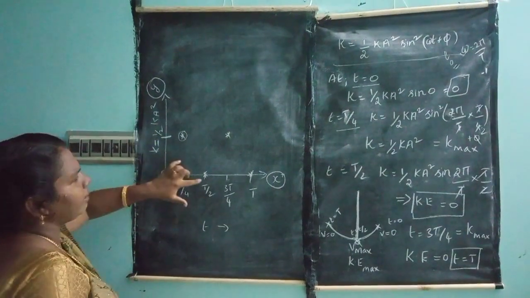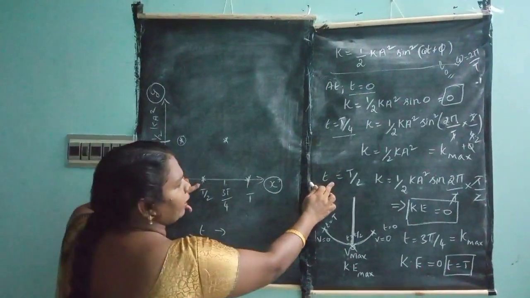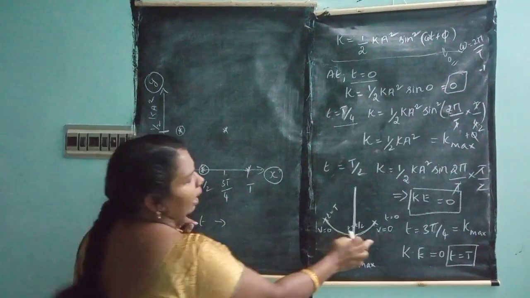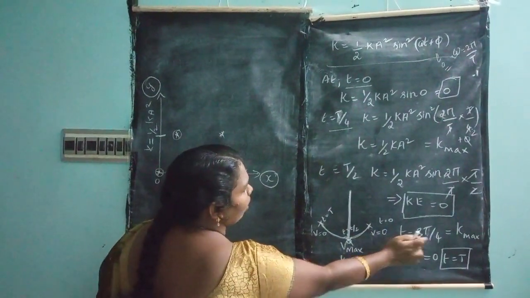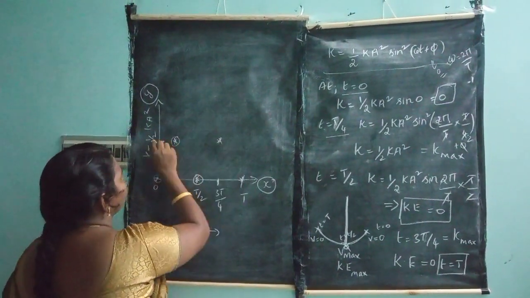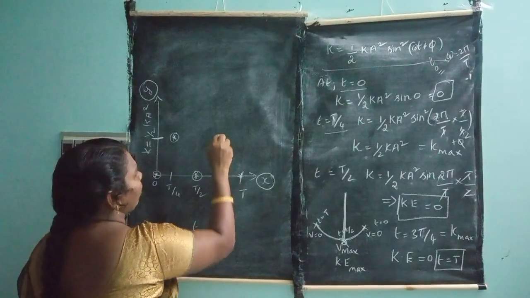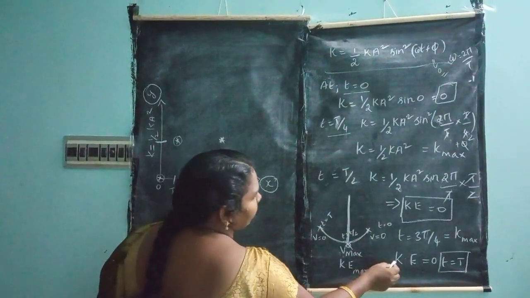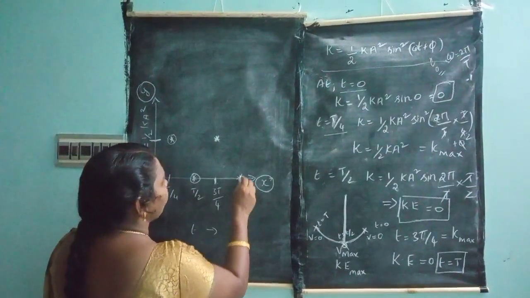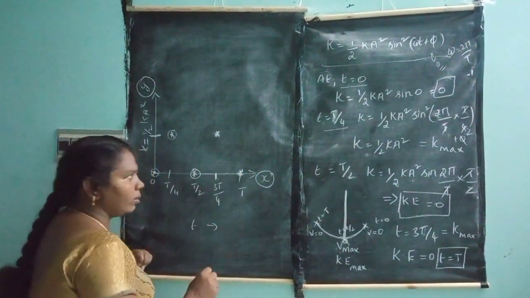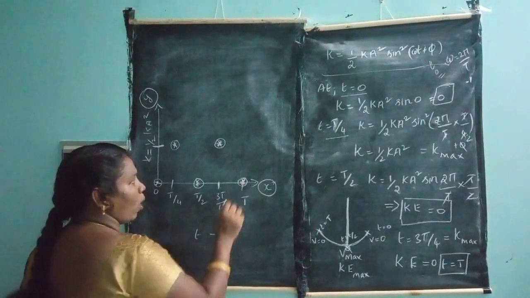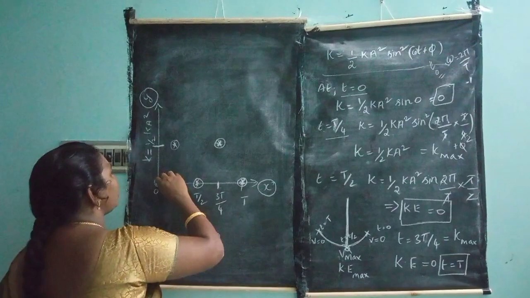Next, at time t equal to T by 2, the kinetic energy is 0, so I am plotting this point. Then at time t equal to 3T by 4, it is a maximum, so I am plotting that maximum position here. And when time t is equal to T, what is the kinetic energy? This value is equal to 0. So all these values I have plotted, and now it is very easy to plot the graph.